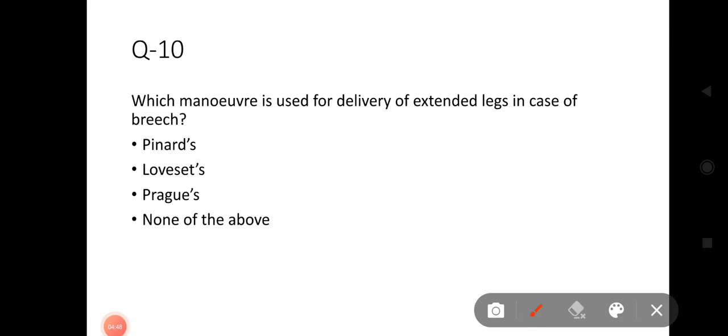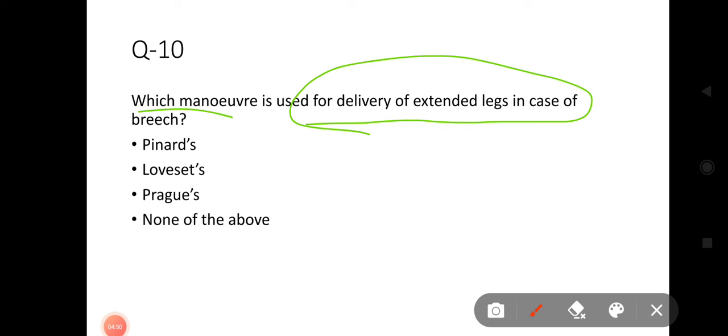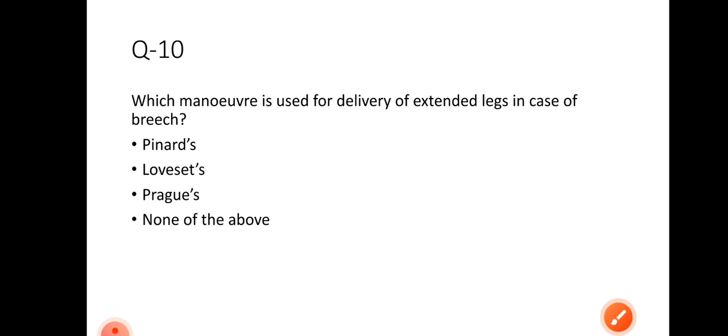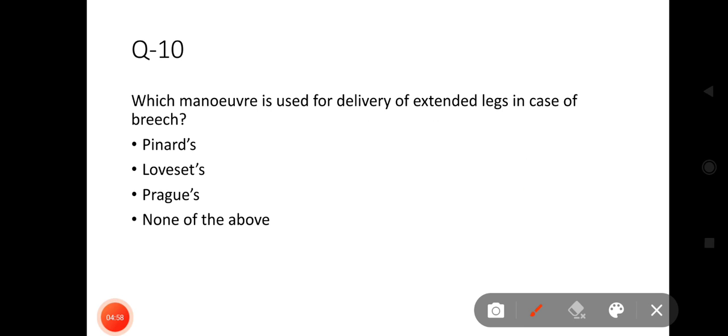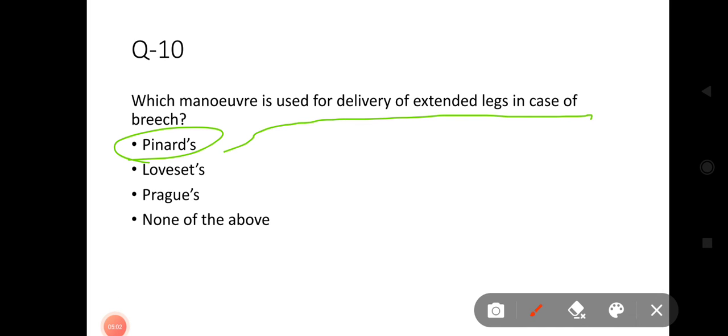Now, which maneuver is used for delivery of extended legs in case of breech? So extended legs of breech, which maneuver: Pinard, Lovset, Sprague, and none of the above. So answer is A, that is Pinard's maneuver. So what is Pinard's maneuver? It's the maneuver which is used for delivery of extended legs in case of breech.